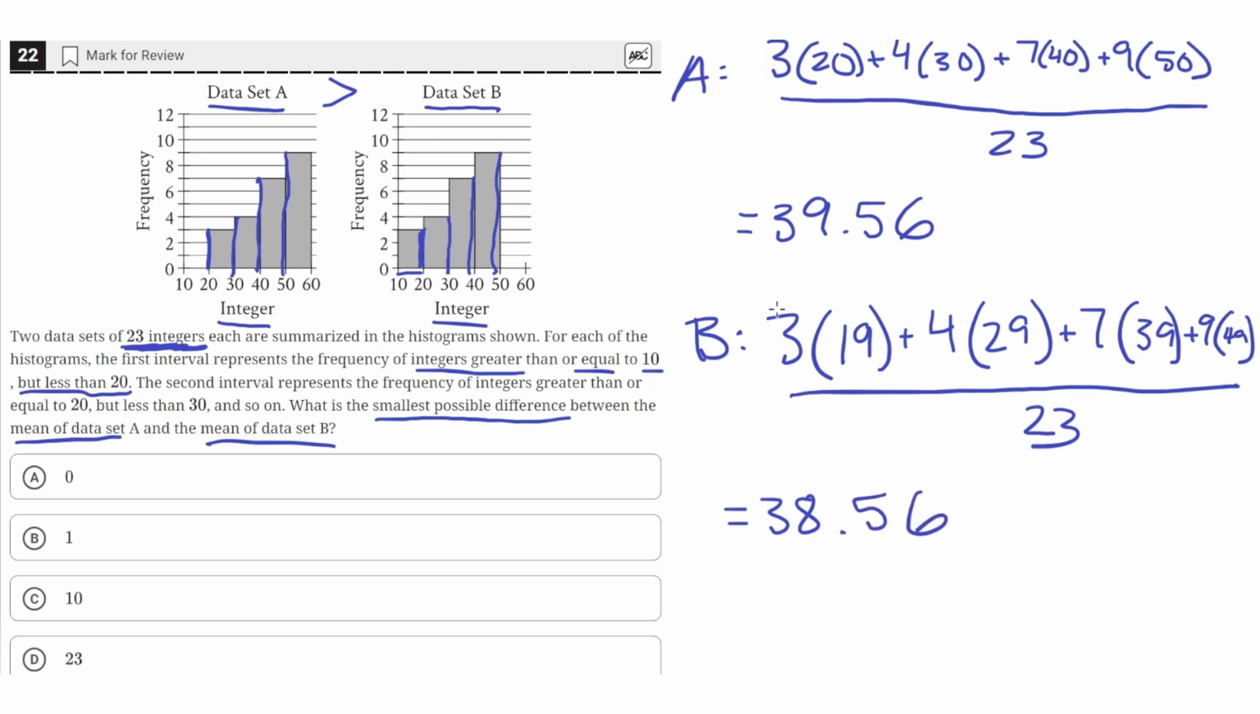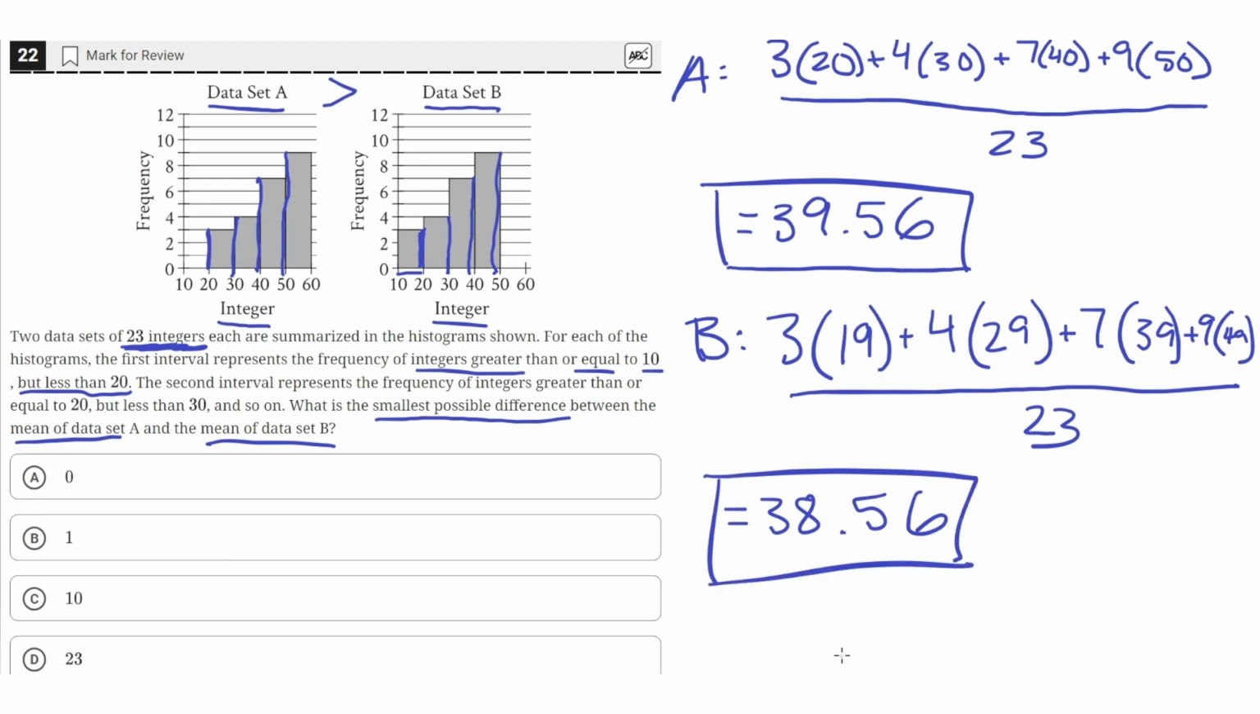So 39.56 was the smallest possible mean we could find for data set A, and 38.56 was the largest possible mean we could find for data set B. So the difference between these two will give us the smallest possible difference between the means of the two data sets. And the difference between these two is 1. So the correct answer choice is B.